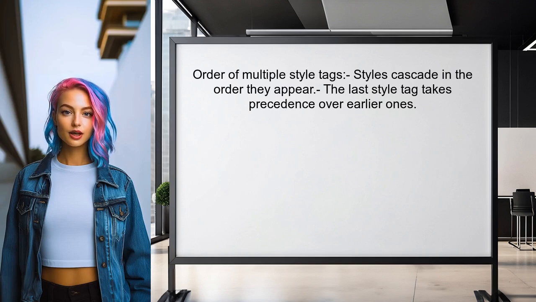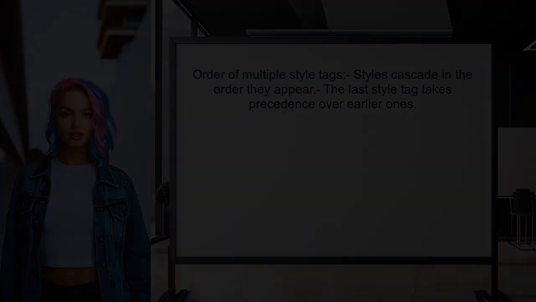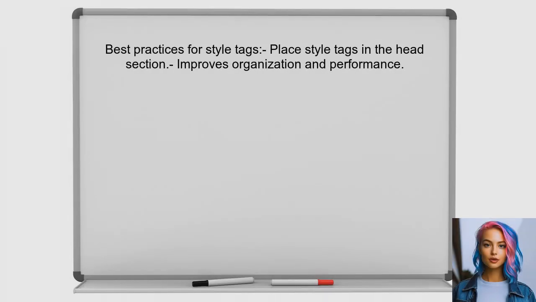If there are several style tags within the body, the user should note that the styles will cascade. This means that the last style tag encountered will take precedence over the previous ones. Finally, the user should remember that placing style tags in the body is not a common practice. It is generally recommended to place style tags in the head section for better organization and performance.